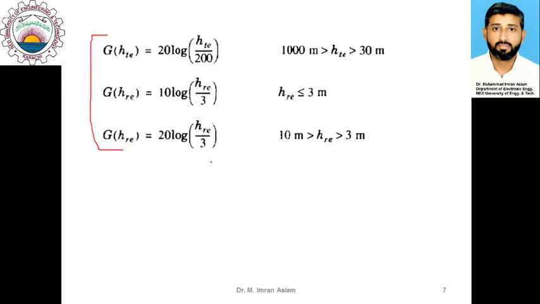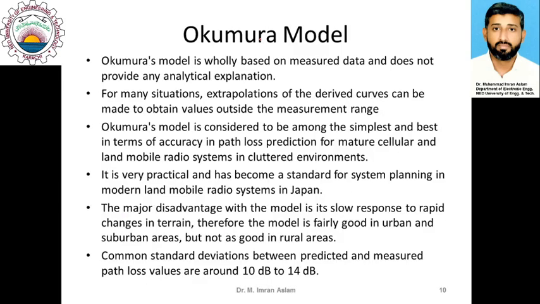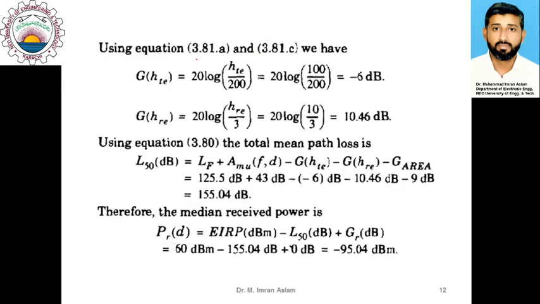Because we have used HRE as 10 meters, we have to use this formula for the gain of the receive antenna, and similarly we have to use this formula to calculate the gain of the transmit antenna. So let us calculate these two. The correction factor because of the height of the transmit antenna comes out to be 100 upon 200, which is minus 6 dB, and for the receive antenna this comes out to be 10.46 dB.